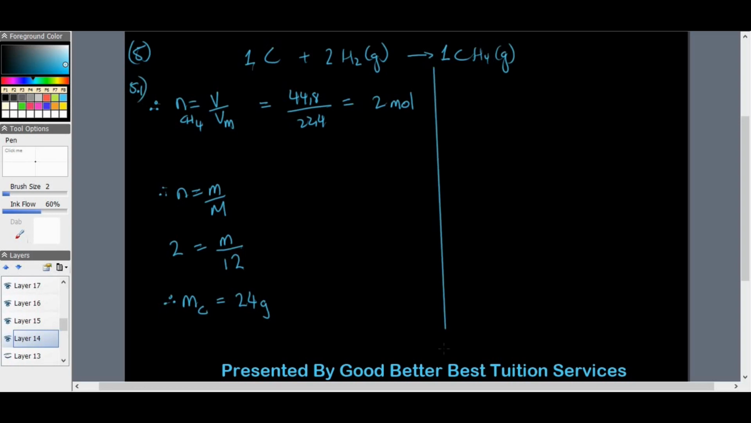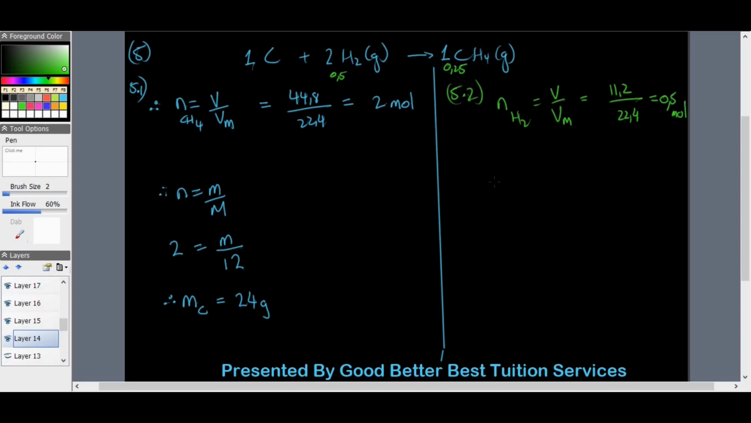Just going to rule a line down the middle here and change the color slightly. 5.2 asked: if 11.2 decimeters cubed of hydrogen gas are used, what volume of methane gas is formed? We do the same thing. The number of moles of H2 gas is equal to V divided by Vm. So 11.2 divided by 22.4 gives us 0.5 mole. They are in the mole ratio of 2:1. So 0.5 divided by 2 times 1 is 0.25 mole. So 0.5 moles of H2 gas produces 0.25 moles of methane.